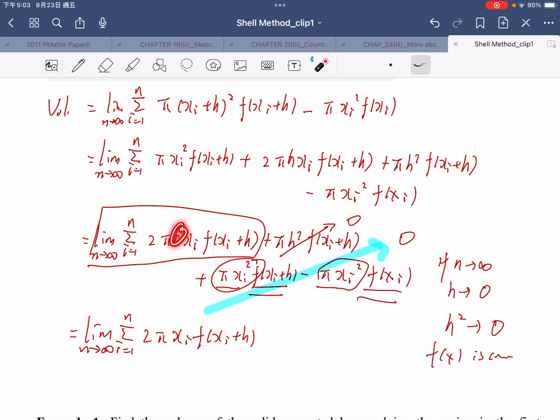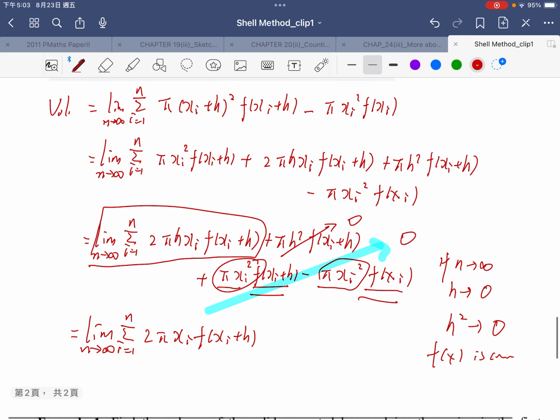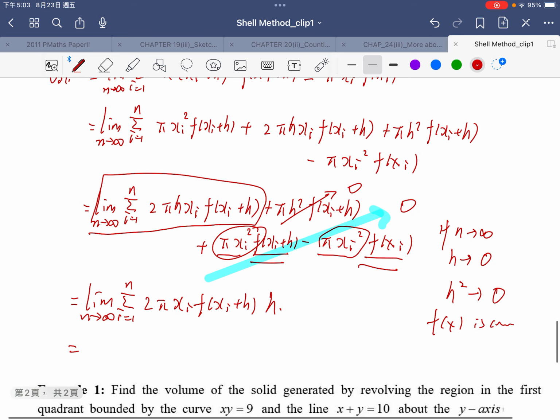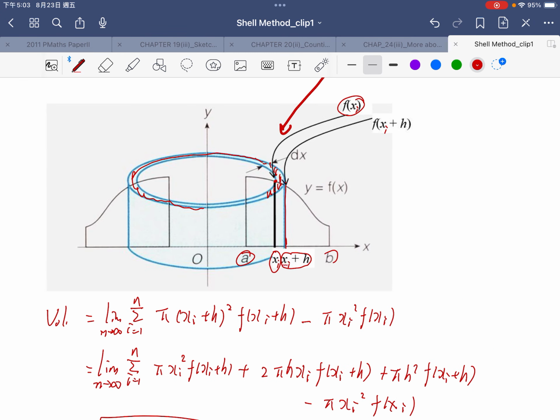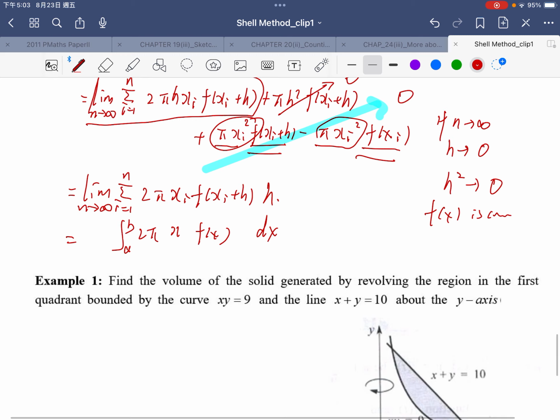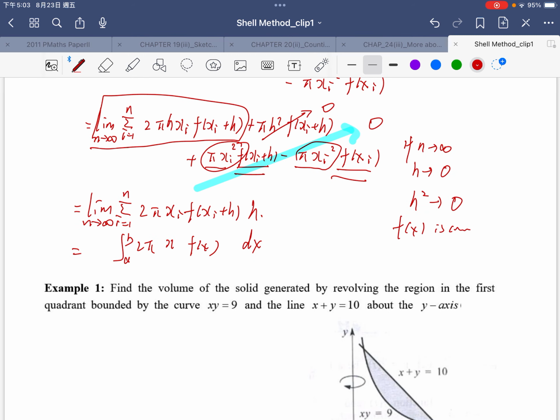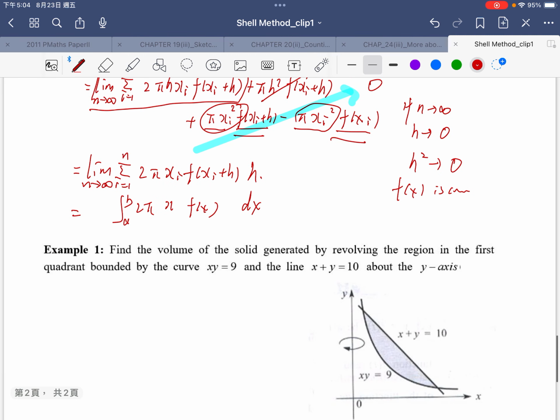I move this h out to the right-hand side, and each term corresponds to the notation of integration. h is represented as dx, this is f(x) times x times 2 pi, and summation means integration over the domain a to b. And this is our formula.